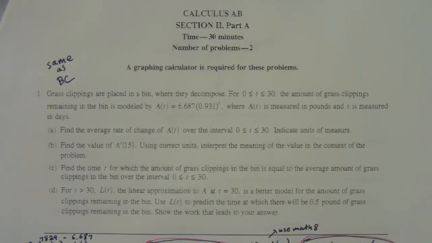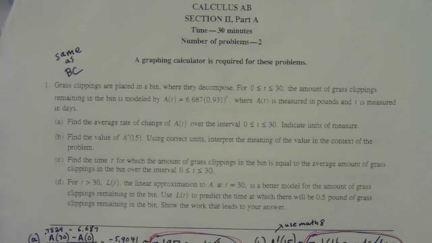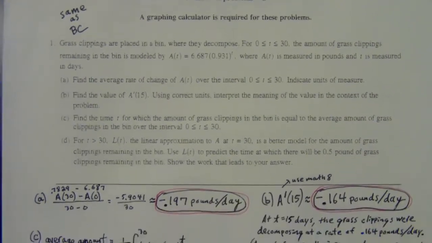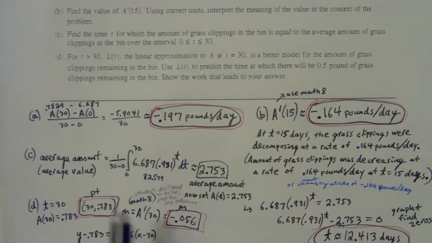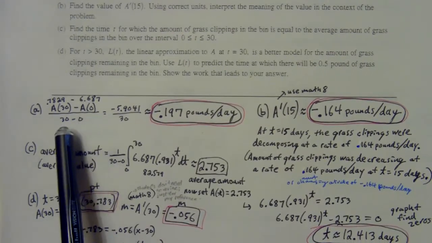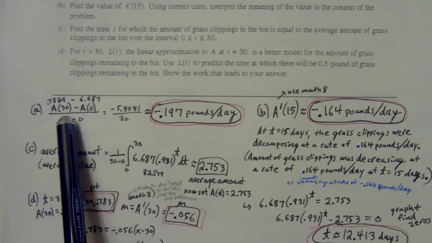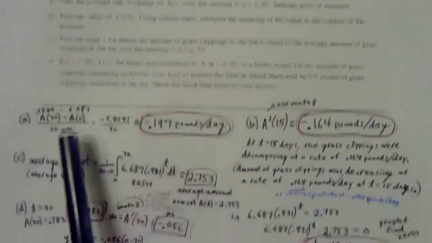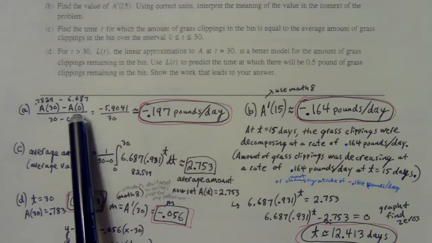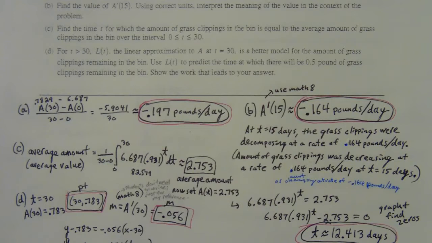Okay, this equation here is the amount of grass clippings remaining in the bin. And then part A says find the average rate of change. Remember, average rate of change is just your slope formula. So that's just A of 30 minus A of 0 over 30 minus 0. And then that is your A equation. So you got to take those numbers, plug those into that equation right there, and then just do some arithmetic.